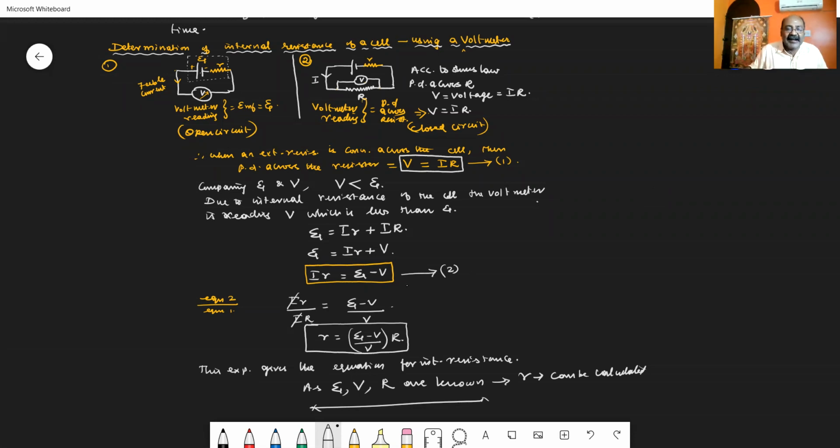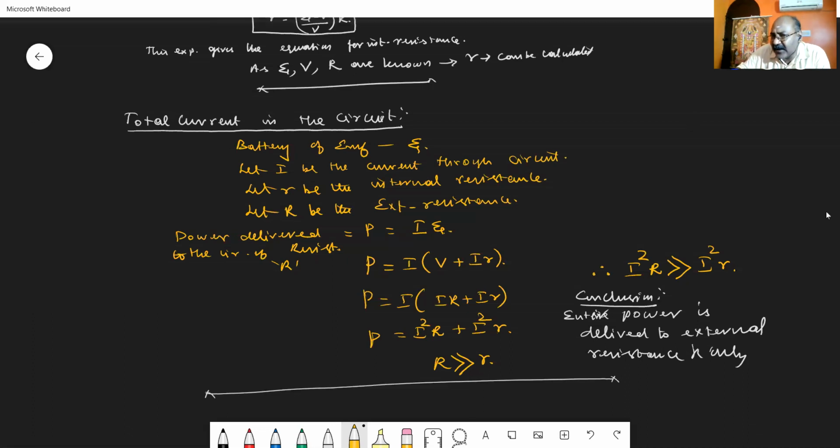On substituting, we get EMF E is equal to I into small r plus capital V. Instead of I into capital R, I have replaced it with capital V. So on simplifying, I can write I into small r is equal to E minus V. Dividing equation 2 by equation 1, I can obtain the expression for the internal resistance given by the formula E minus V by V into capital R. As we know the value of EMF, the potential difference, and the external resistance, we can determine the internal resistance of the given cell using a voltmeter.